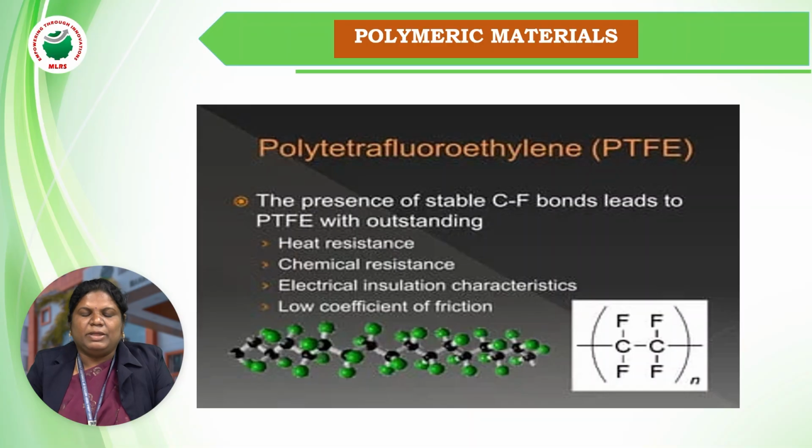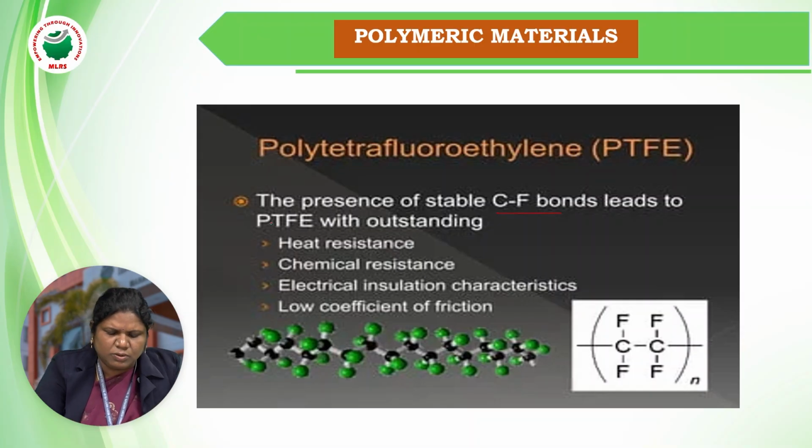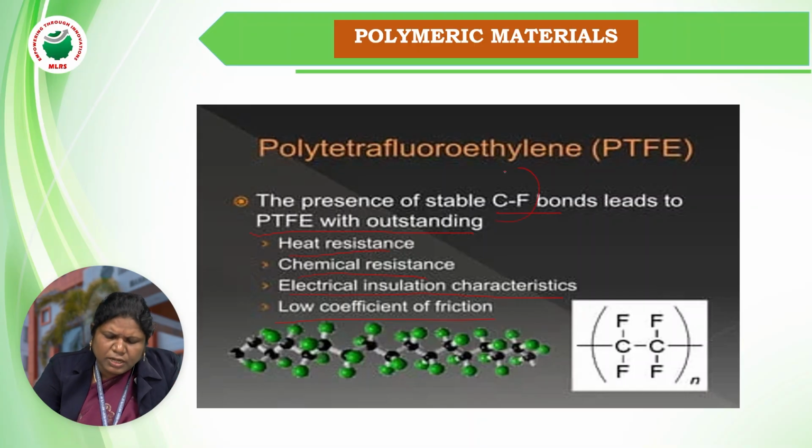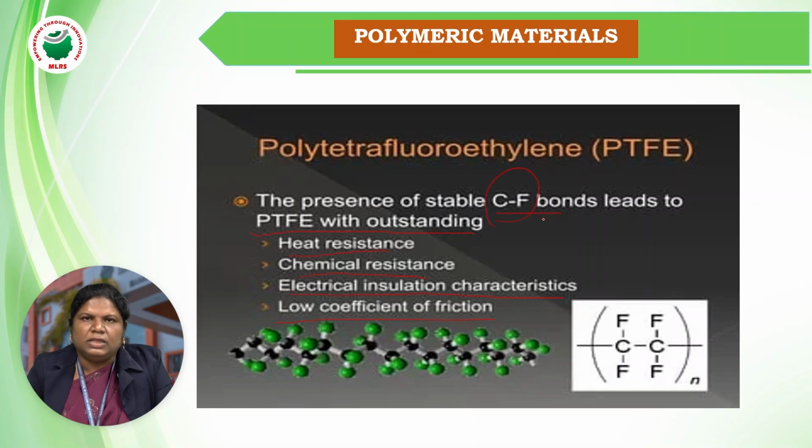Coming to some of the characteristics and properties of the Teflon. The presence of stable C-F bonds leads to PTFE with outstanding heat resistance, chemical resistance, electrical insulation characteristics, and low coefficient of friction. See here, the Teflon we can use in household cooking for non-stick coatings. Non-stick cookware, the coating is mainly made up of the Teflon. Due to the presence of the highly electronegative fluorine atom, the C-F bonds are very strong bonds.